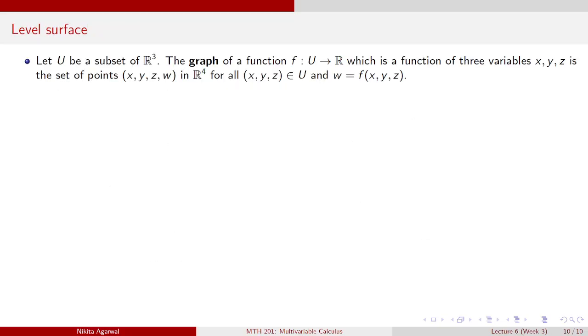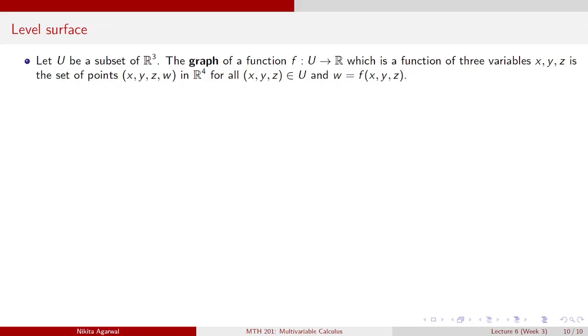Now let us look at a level surface. Okay, so what is a level curve? You look at a function of two variables, right? Now you look at a function of three variables. So let U be a subset of R3. The graph of a function f from U to R, which is a function of three variables x, y, z, is the collection of all points (x, y, z, w) in R4. So you have to go to one higher dimension, right?